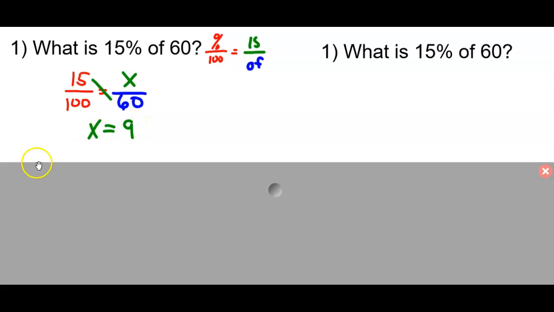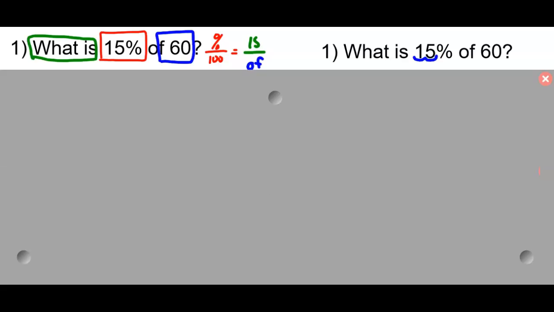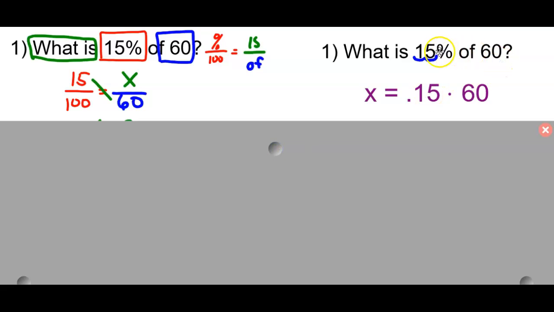Okay, so I could do that, or I can do it more algebraically. What is 15% of 60? X equals, wherever the is always means my equals, and of in algebra always means multiply. So I'm going to take my percent, I'm going to change it to a decimal, move my decimal not to the right this time because it's already a percent. So this time I'm going to move it to the left. And I'm going to get 0.15, and then I'm going to multiply that by 60.